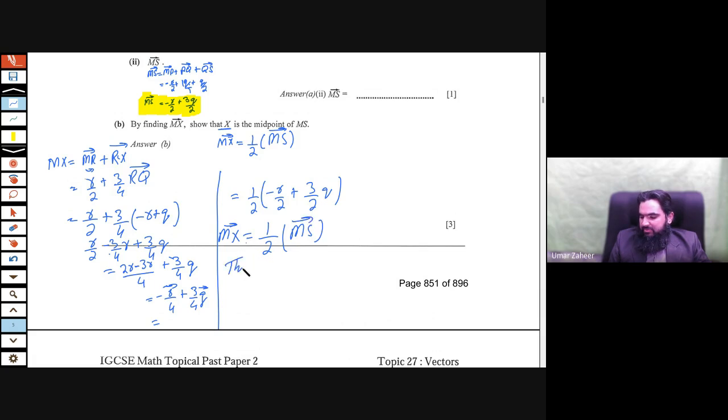This shows that x is the midpoint. Yes, Mazam Shayan, any question?